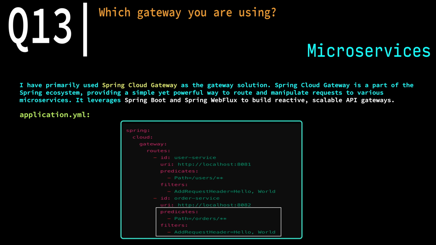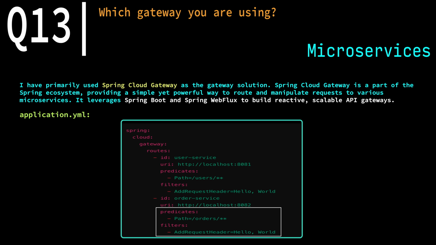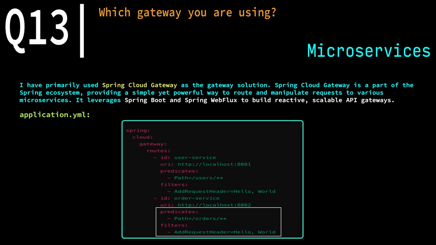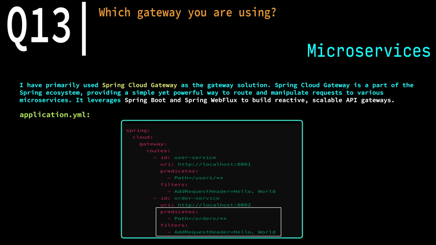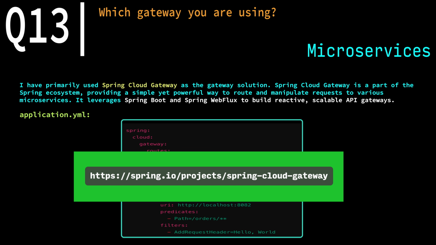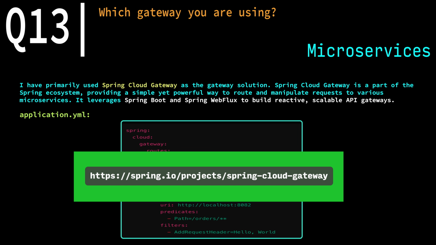Here the predicates are used for route matching and decision making based on request attributes, whereas filters are used for modifying requests or responses or for additional processing after the route has been matched by the predicate. To explore Spring Cloud Gateway in depth, you can go through this official URL provided by Spring. Now let's move on to the next question.